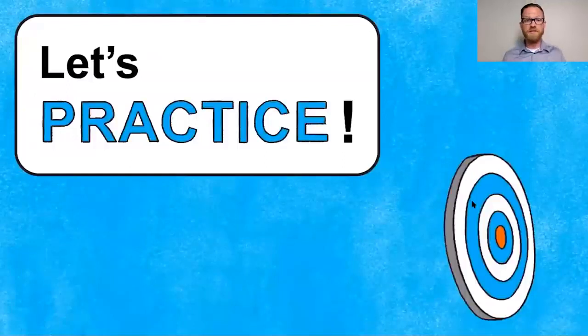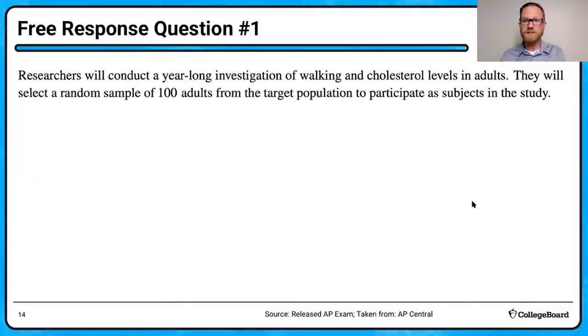So let's go ahead and jump right into the practice. So here is the first free response question. It says, researchers will conduct a year-long investigation of walking and cholesterol levels in adults. They will select a random sample of 100 adults from the target population to participate as subjects in the study.